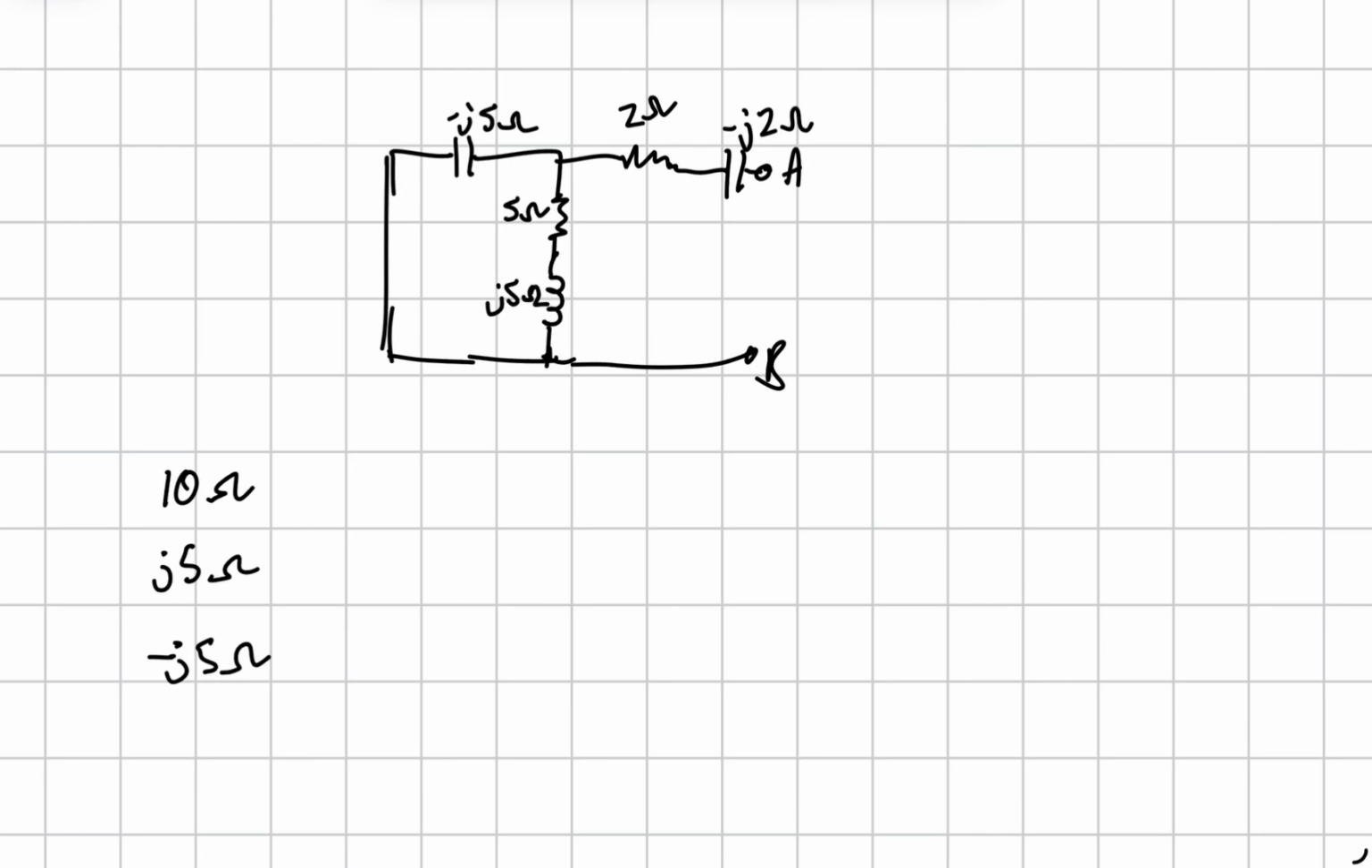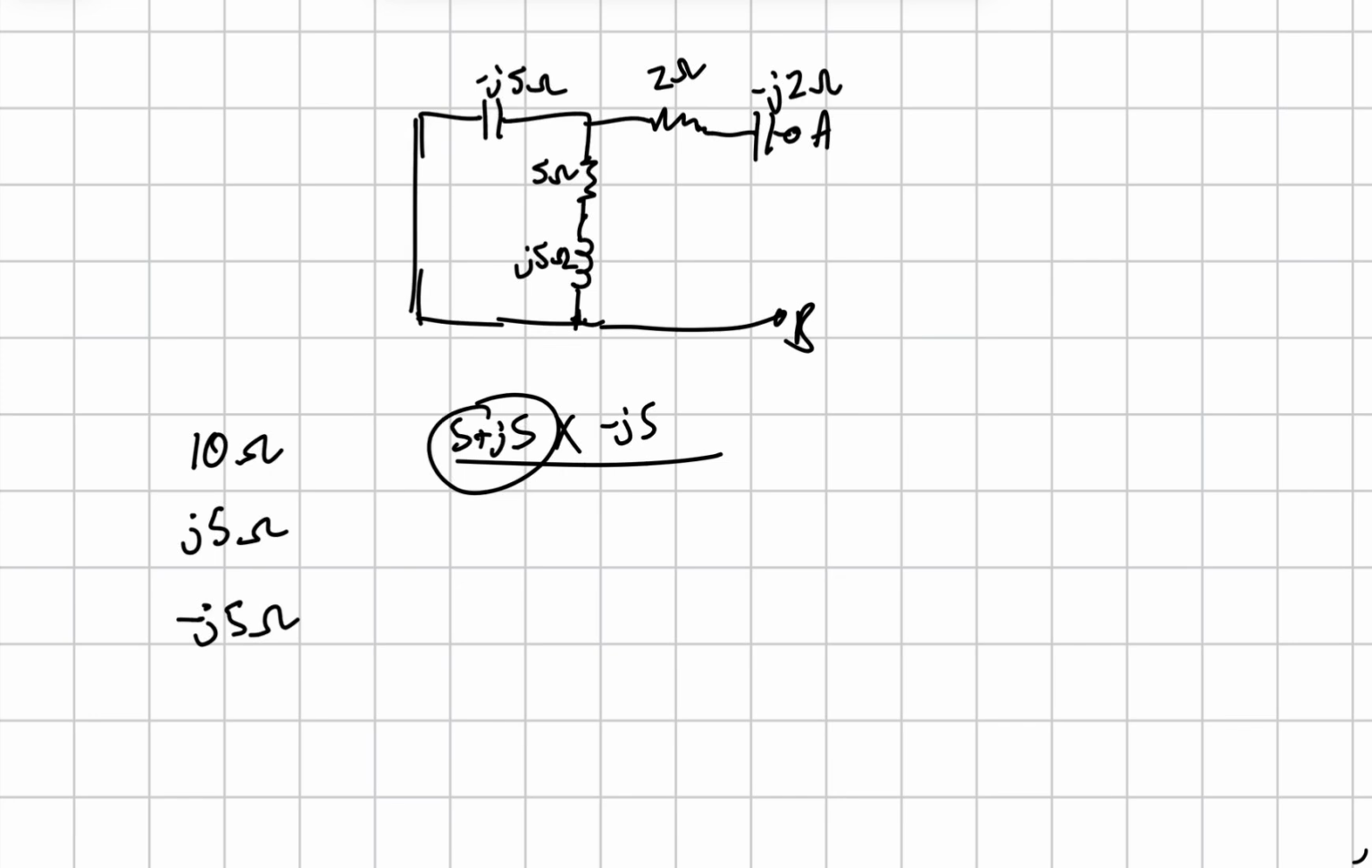So the way that I would do it is, I would put these in parallel, and then add these two after. So you would do 5 plus J5 times minus J5. My calculator has complex functions. The manual way, you'd have to set this to polar, and then set this to polar to multiply and divide, but this way is just easier in my head, and I'm just showing you how to do it. So 5 plus J5 over 5 plus J5 plus minus J5.